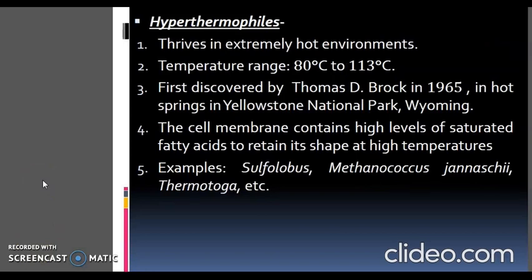Hyperthermophiles thrive in extremely hot environments. It was first discovered by Thomas D. Brock in 1965 in hot springs in Yellowstone National Park, Wyoming. Its cell membrane contains a high level of saturated fatty acid to retain its shape at high temperature, and the examples include Sulfolobus, Methanococcus jannaschii, Thermotoga, Pyrococcus abyssi.